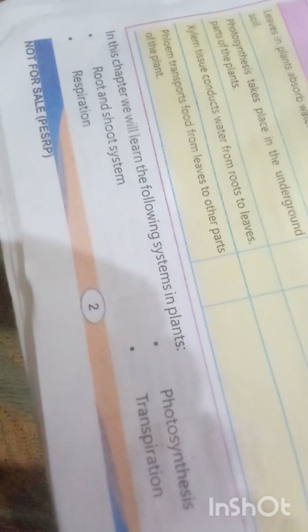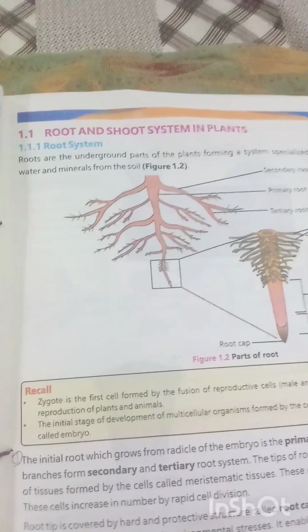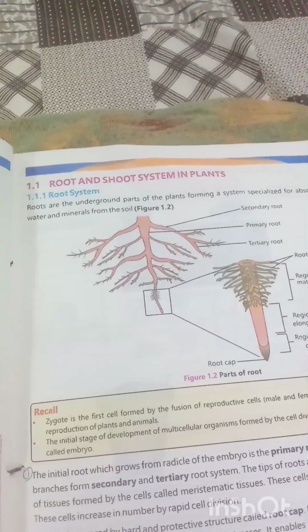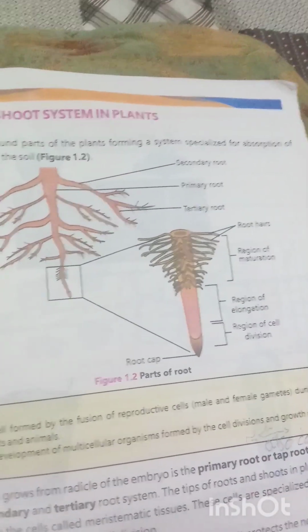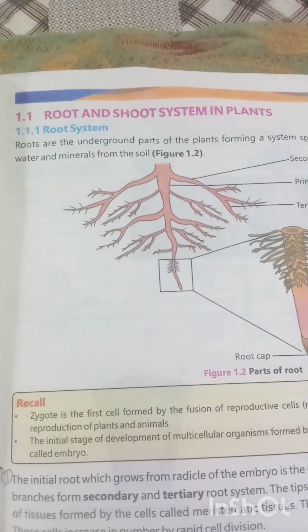In this chapter we will learn about the transport system in plants, root and shoot system, respiration, photosynthesis, transpiration. Root and shoot system in plants, like root system. Roots are the underground part of the plants, forming a system specialized for absorption of water and minerals from the soil.